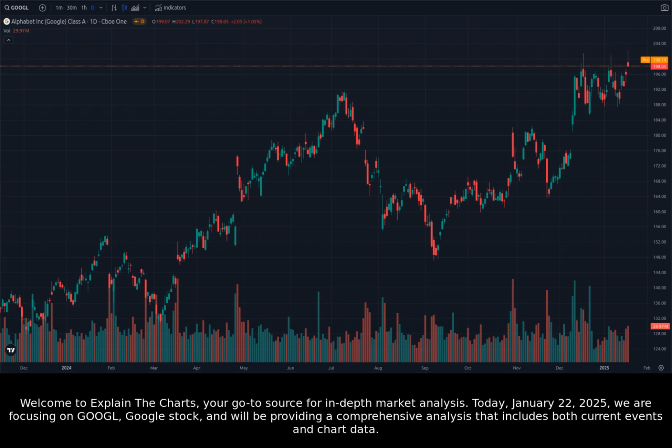Today, January 22nd, 2025, we are focusing on Google stock, and we'll be providing a comprehensive analysis that includes both current events and chart data.